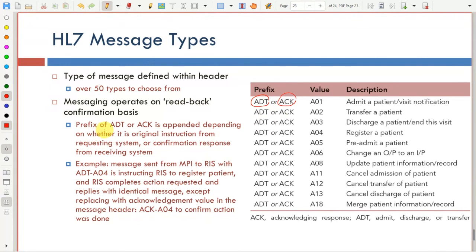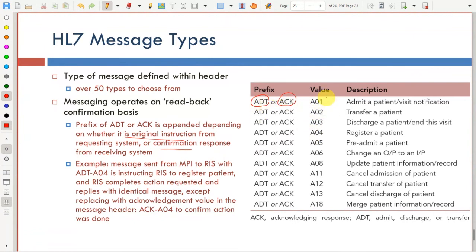Okay, so basically the prefix of ADT, admission, discharge, or transfer, or acknowledge is appended depending on whether it is the original instruction from the requesting system or a confirmation. So basically the original message or the confirmation response from the receiving system. Okay, so basically when you send a message from MPI, multiplanar image construction, for example, to RIS, the Radiological Information System, with the message type ADT A04. Okay, A04 is the type.